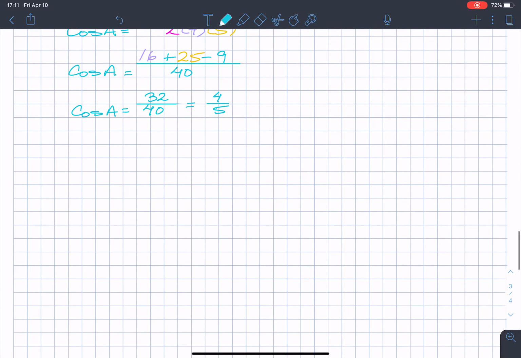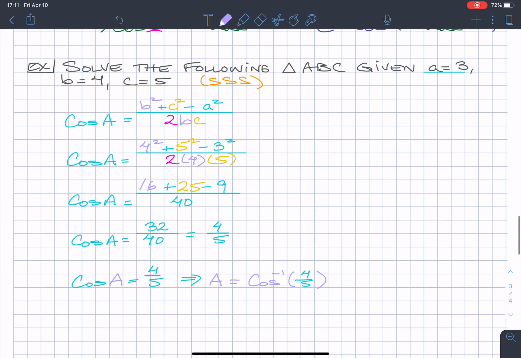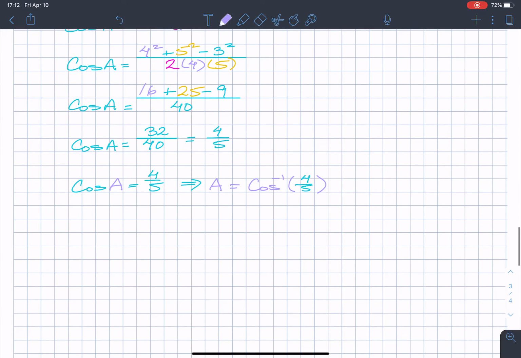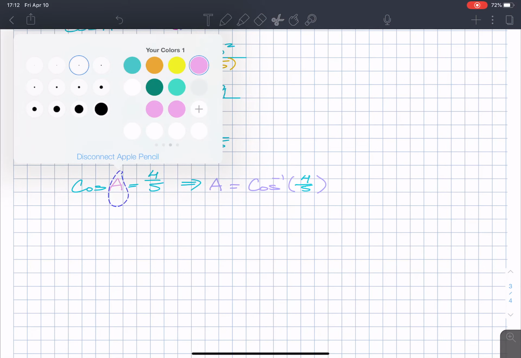So I claim that cosine of A is 4/5, which means that A is going to be inverse cosine of 4/5. So that's how I isolate the angle, by taking the inverse function. Okay, so now I have A. Now I need to do the same for B and for C, and I changed the color. Why did I do that? Okay, so let's change this to pink, because I've already assigned purple.